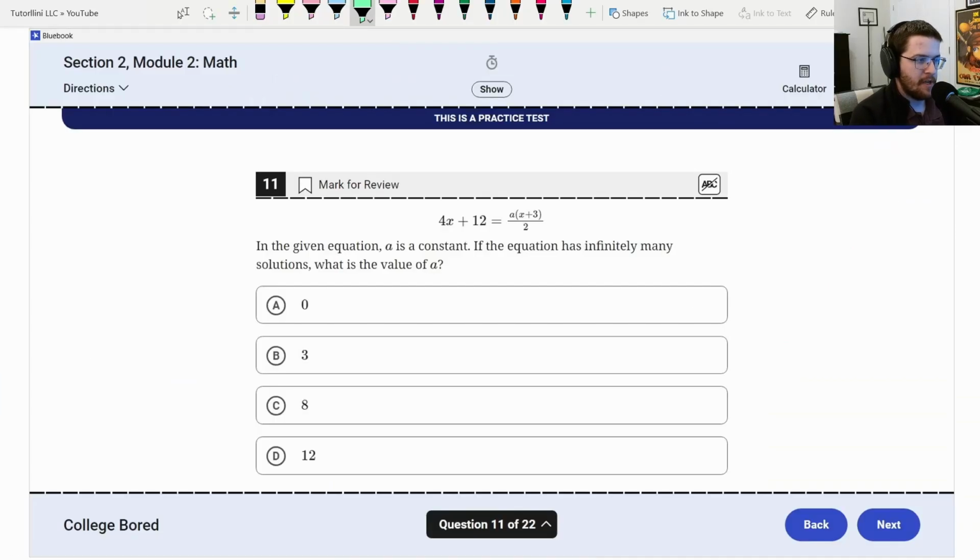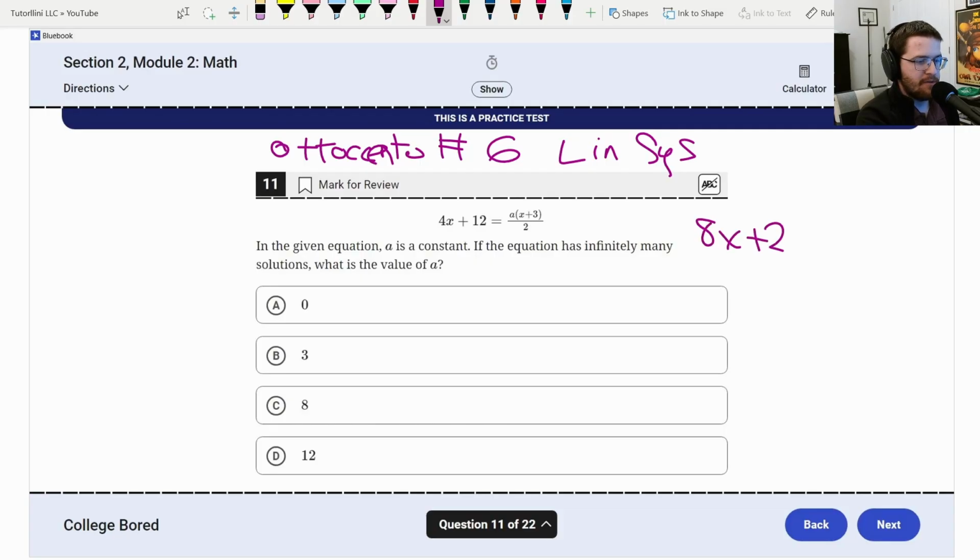Okay, question 11. I do a problem exactly like this in my Ottocento number 6 on linear systems. I'm just going to assume you've watched that. Definitely go check that out. All right, so let's see here. First thing I notice is that the right side is not in slope-intercept form. You don't have to do this, but I really don't like that 2 being there. So I'm going to multiply both sides by 2. So I get 8x plus 24 equals ax plus 3.